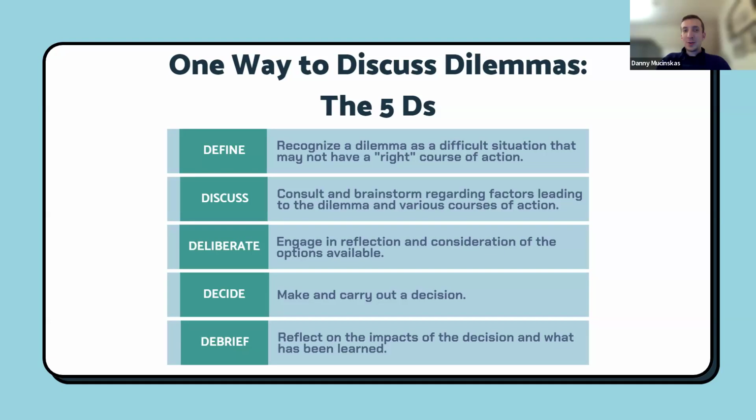Third is deliberate, so being able to engage in reflection and consider what options are available from what I've brainstormed. What do I think of all of these options? How do I weigh them? Finally, decide here as the fourth step, so making and finally carrying out that decision. And then we like this debrief as the fifth step. So once you've made the decision, coming back and reflecting on the impacts of that decision, what you've learned, and what then maybe you would want to do differently for next time, or perhaps in a similar situation.